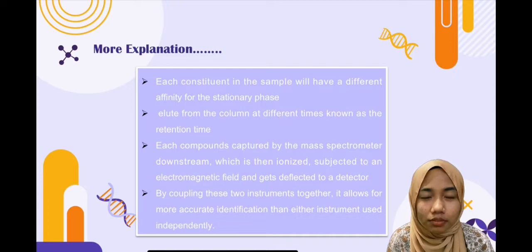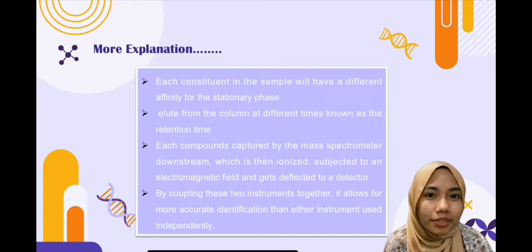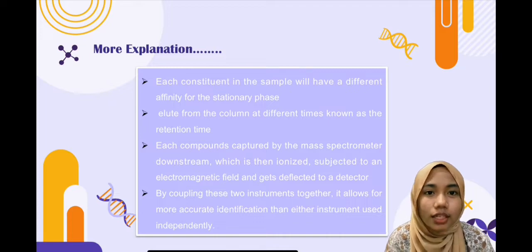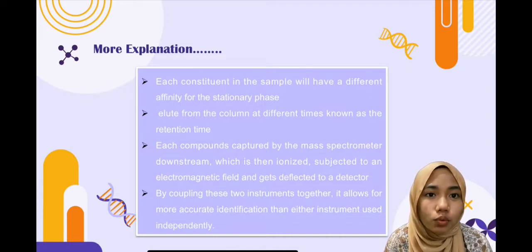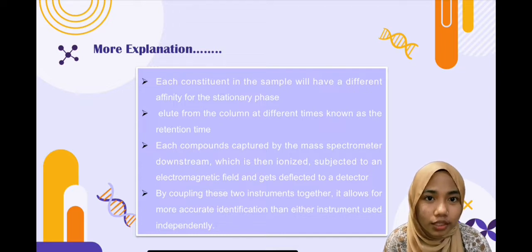As discussed above, gas chromatography uses a capillary column to separate constituents in the sample by forcing a mobile phase containing the sample mixture through the length of the column containing the stationary phase. Each constituent in the sample will have a different affinity for the stationary phase and will, therefore, elute from the column at different times known as the retention time.